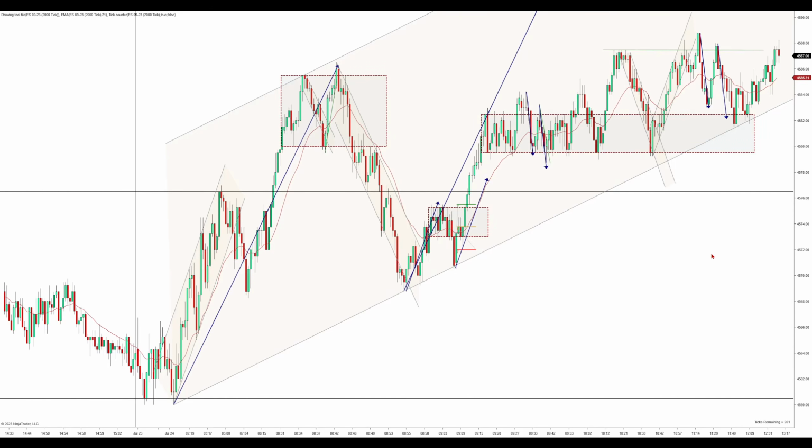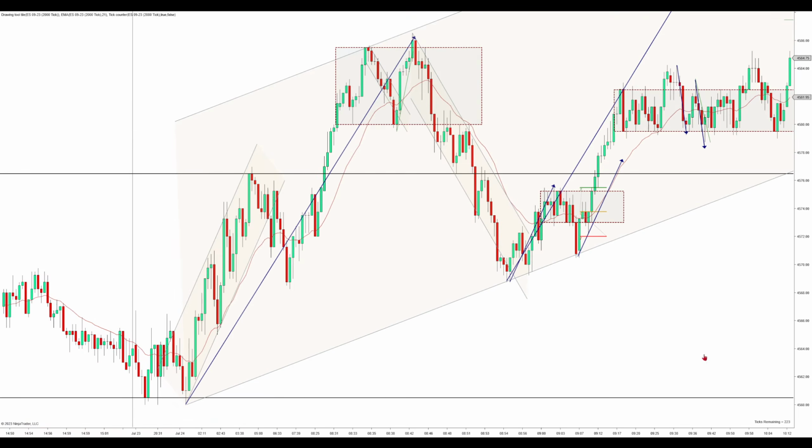I'm trading the ES futures on a 2000 tick chart with a 21 EMA. So I've got the overnight high up here and the overnight low down here. These are our key levels for the day. So I started trading at 8 Central Time, which is this area right here.